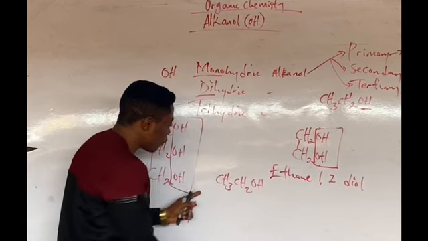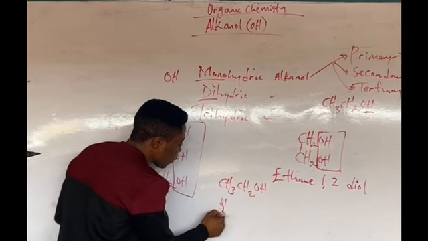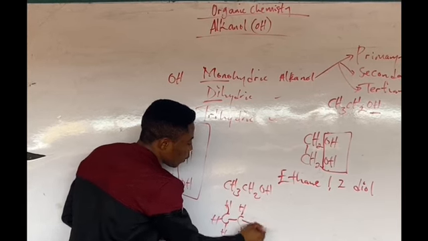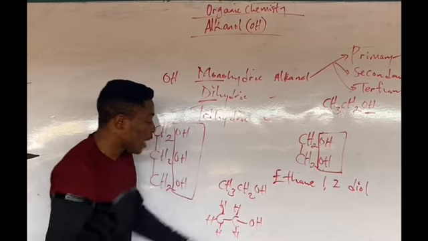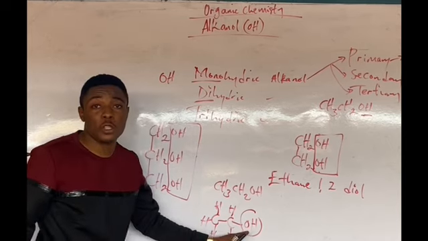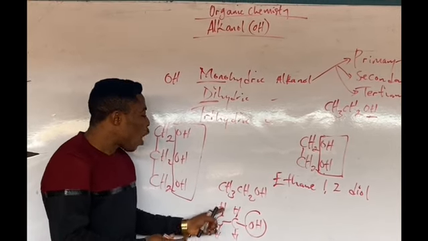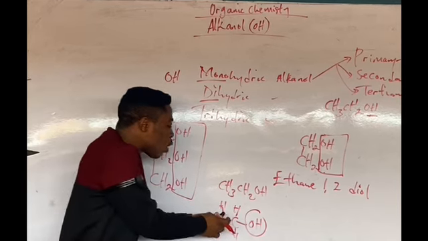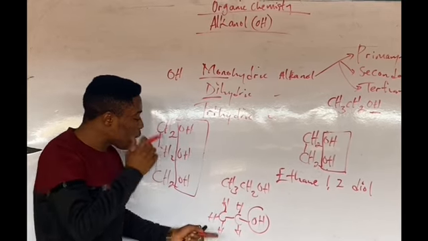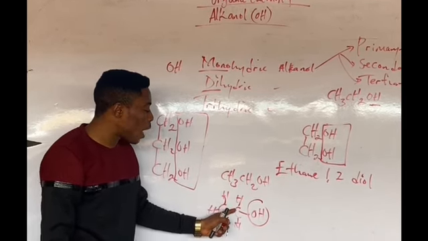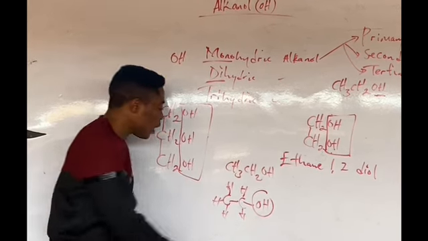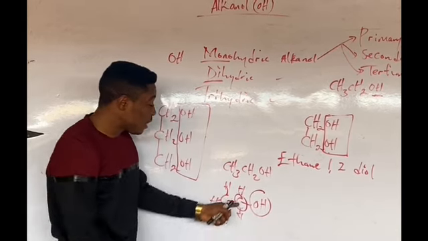If I want to draw the structure of this, it becomes OH, a hydroxy. Now class, this is the functional group. The hydroxy is the functional group. The carbon atom closer to the functional group is known as the alpha carbon. If you look at this, we have only 2 carbon atoms here, 1, 2. So which carbon is closer to the functional group? It is this one. So class, this is the alpha carbon.